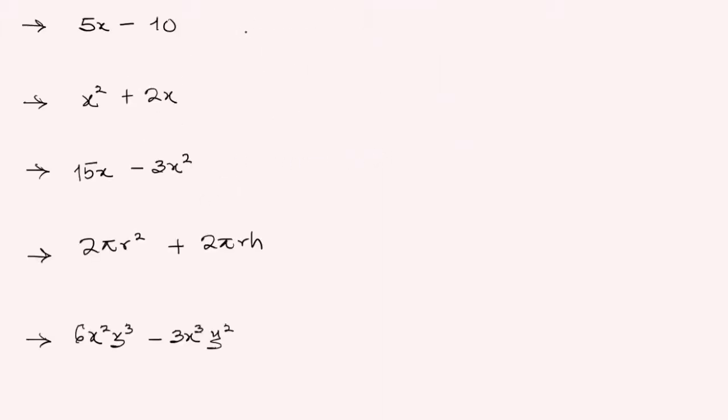Let's do examples. If we need to factorize these expressions, so if we solve the first one, 5x - 10, we need to look at these two terms and decide what common factor they have. And if we look, you can see that 5 is common to both of them. We can get 5 from 5x, and we can get 5 from 10 as well. So if we write 5 outside our bracket, 5x divided by 5 and 10 divided by 5. Now 5x divided by 5 gives us x, and 10 divided by 5 gives us -2.